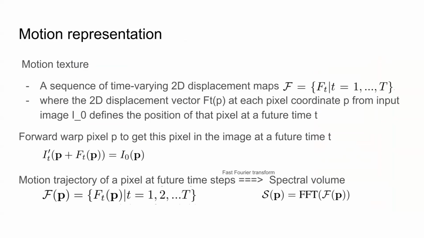Here, the author borrowed the motion texture from other papers and other works. At a high level, intuitively, the motion texture is a sequence of time-varying displacement maps. For example, here, T is a time step, so it includes the time. And FT represents, for each pixel on the 2D dimension, the x-axis and the y-axis, how much it would move.